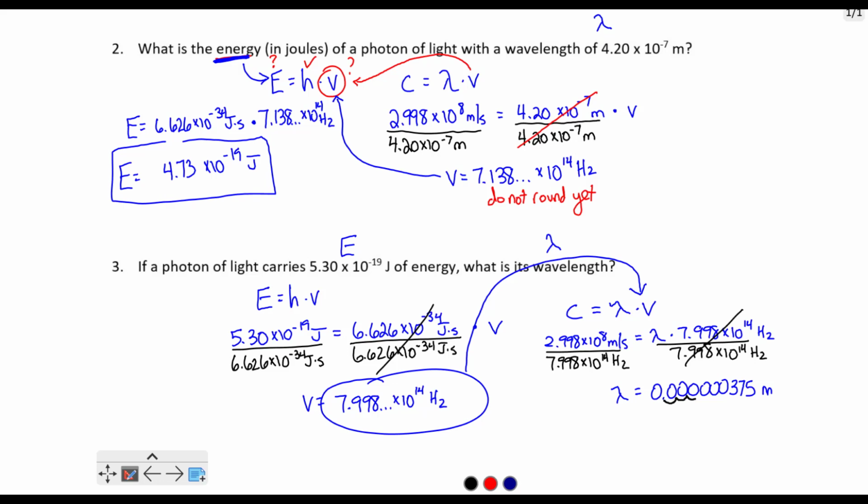So that's 1, 2, 3, 4, 5, 6, 7. So it's going to be 3.75 times 10 to the negative 7, because this number is tiny. And so that's my answer.